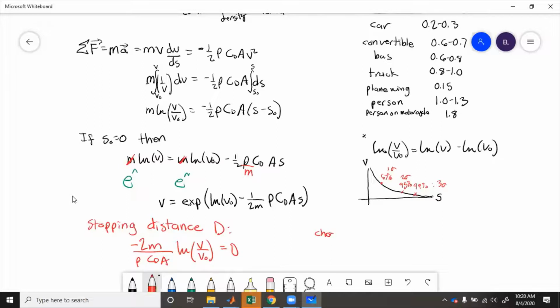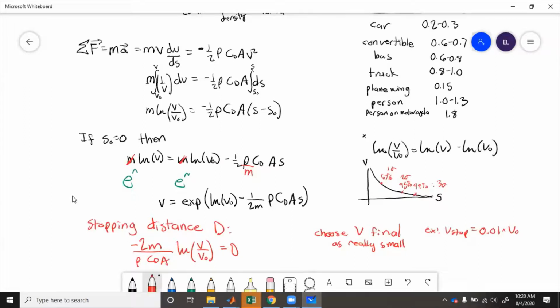So just choose it as something really small. If you say that stopping V is 0.01 times V initial, then the V initials cancel. So you just figure out what percent of your initial speed you want to consider stopped, and that's what you throw into here.